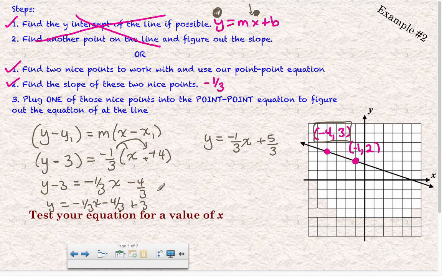So if I were to look at it, that y-intercept is really 5/3. But we didn't know that until we figured it out. And yes, you would get the same equation if you decided to use the point -1, 2.